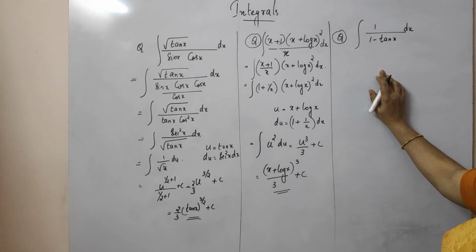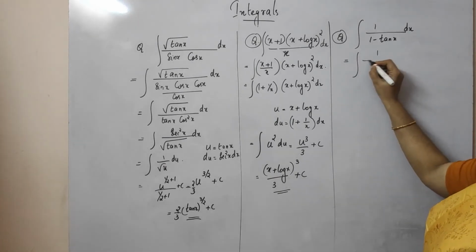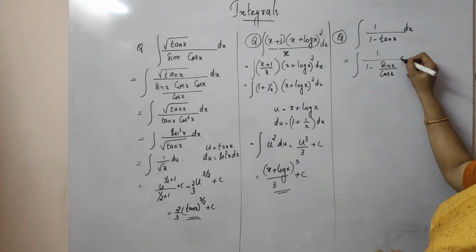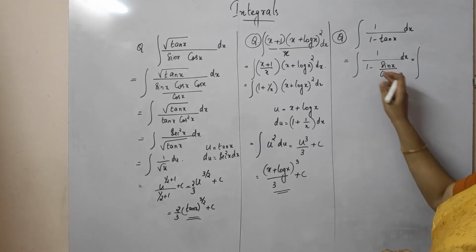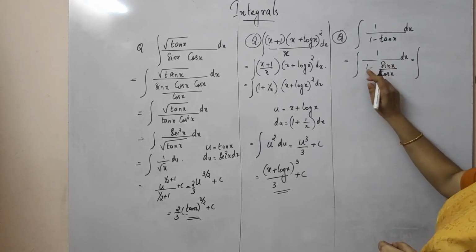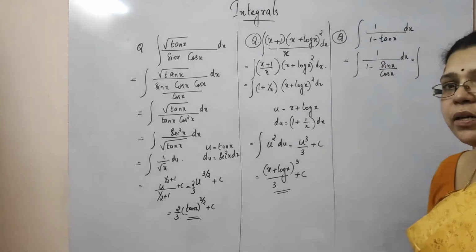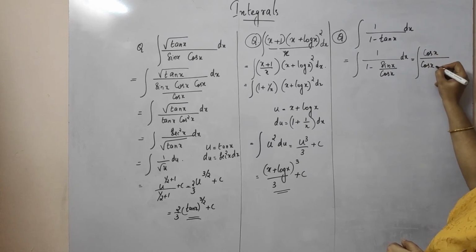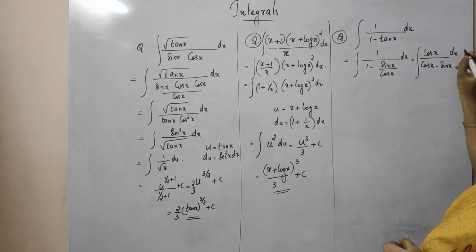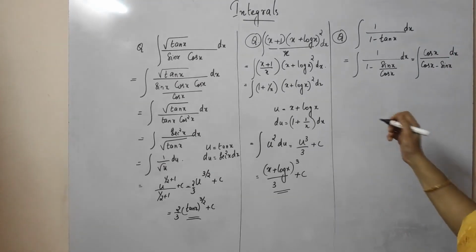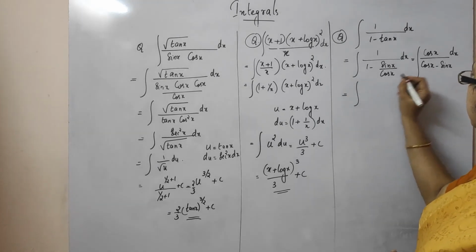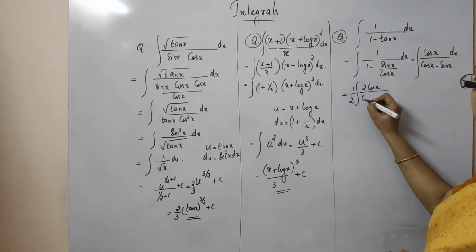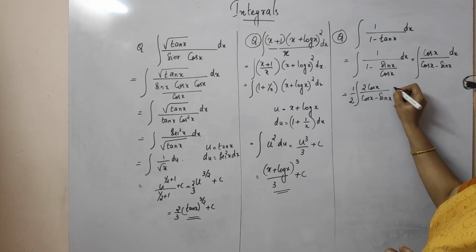Now coming to the next question, I'll write this integral as 1 by 1 minus sin x by cos x into dx. On simplification, I get this as cos x minus sin x by cos x, and that cos x will go to the numerator. So can I write it as cos x by cos x minus sin x? Yes or no? Yes. Okay. Now I go for a substitution. I multiply this by 2 and divide it by 2. So this becomes 2 cos x by cos x minus sin x into dx.